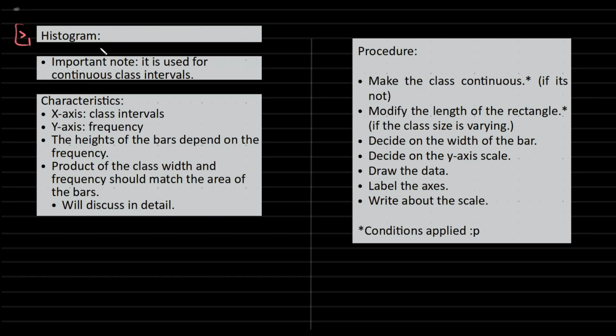Let's look into histogram. An important note is that it has to be used with continuous class intervals. If it's not continuous, then you have to convert the data into continuous. How do you do that? I have a separate video on that. It's supposed to be one of the previous videos. You have to watch that and come over here.